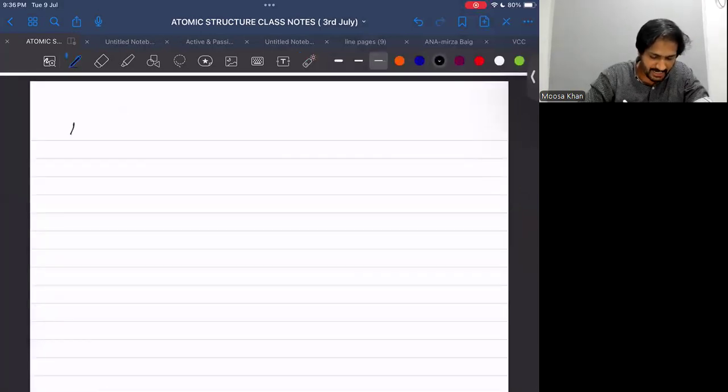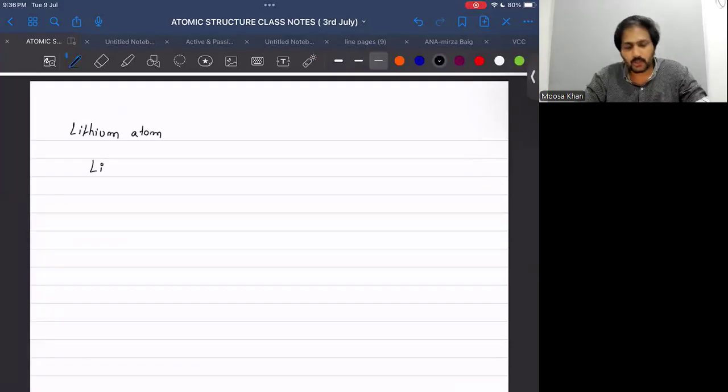See, we have a lithium atom. The symbol for lithium is Li. Whenever you are writing a 2-lettered symbol, make sure the first letter is always capital and the second letter is always a small letter. The atomic number of lithium is 3. It means it has 3 protons as well as 3 electrons. Its electronic configuration is 2,1.